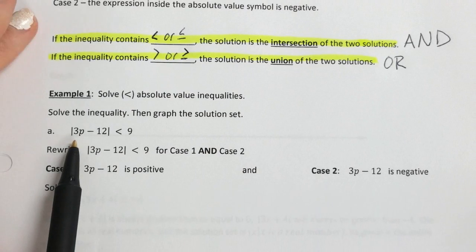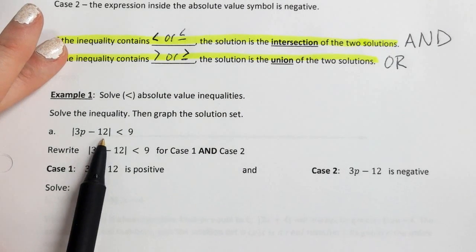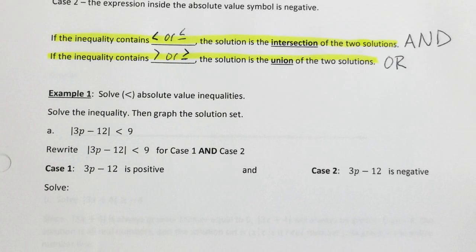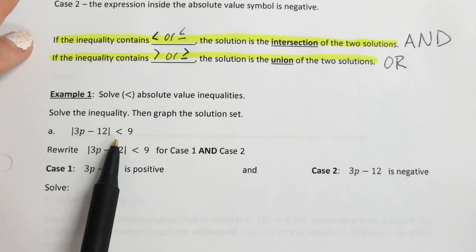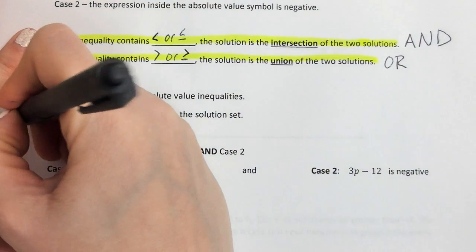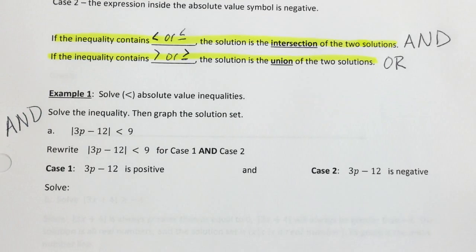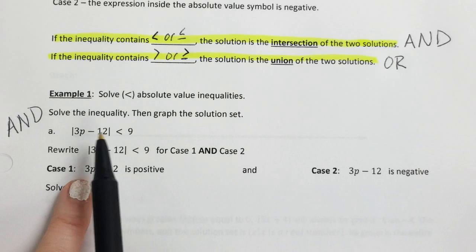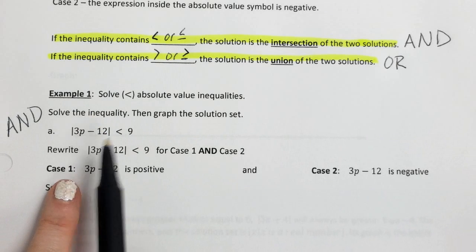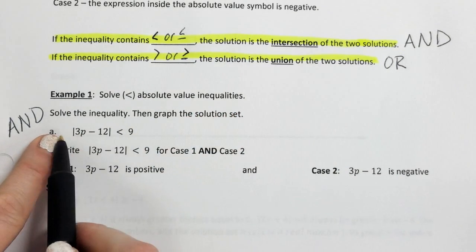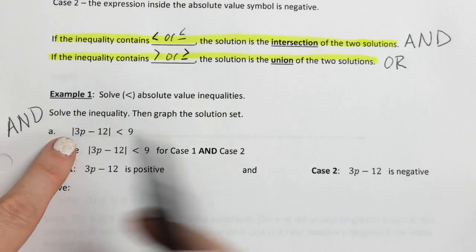So example 1, if the absolute value of 3p minus 12 is less than 9. So the first thing you want to decide is, is this going to be an AND or an OR problem? It's less than, so less than is AND. So you're going to write your two cases. So case 1 is whatever is inside the absolute value bars is positive. So to get case 1, it's going to be this exact same inequality, just drop the absolute value bars.